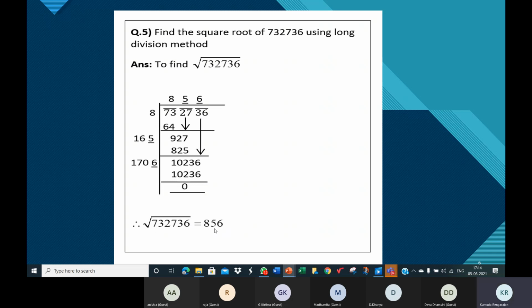So you can read this in two ways. The square of 856 is 7,32,736. The square root of 7,32,736 is 856.